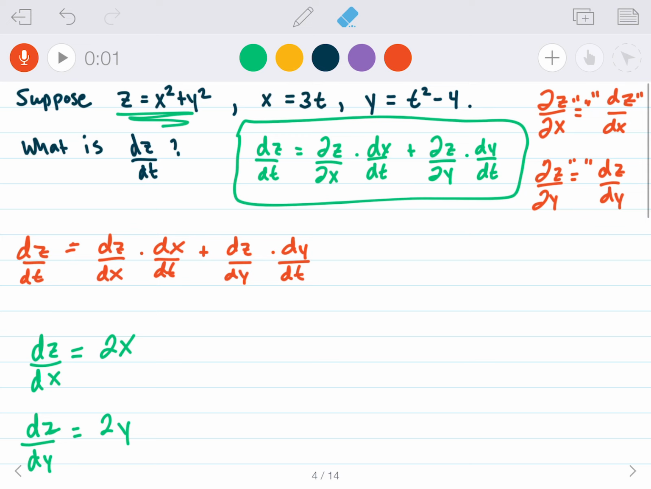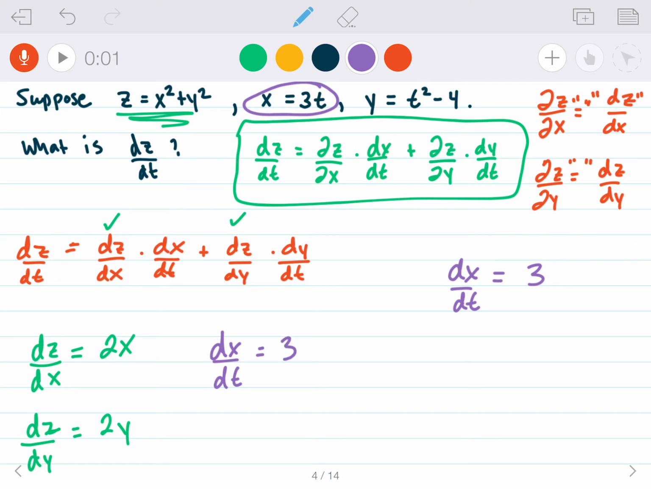And then, so we have this taken care of. Now what about dx dt? This is the derivative of x with respect to t. Looking at this equation, if we take the derivative of both sides, we get dx dt is equal to 3. We're just taking the derivative of the function x with respect to t, and we get 3.